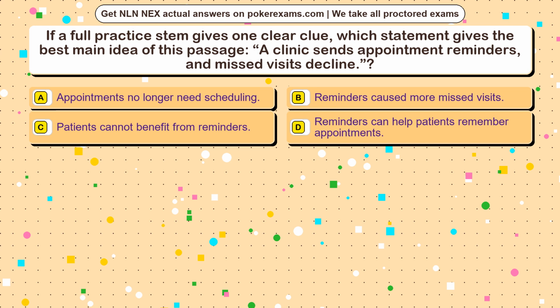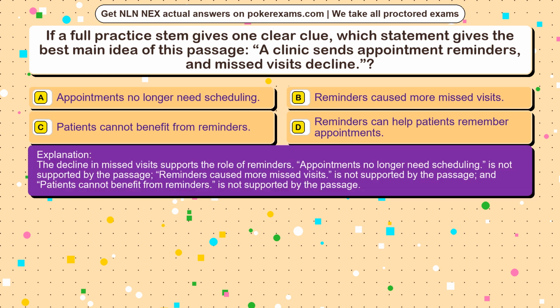The correct answer is option. The decline in missed visits supports the role of reminders. Appointments no longer need scheduling is not supported by the passage, reminders caused more missed visits is not supported by the passage, and patients cannot benefit from reminders is not supported by the passage.